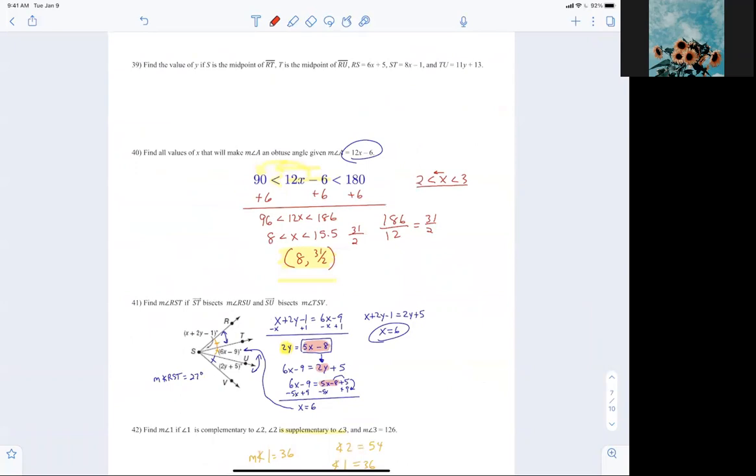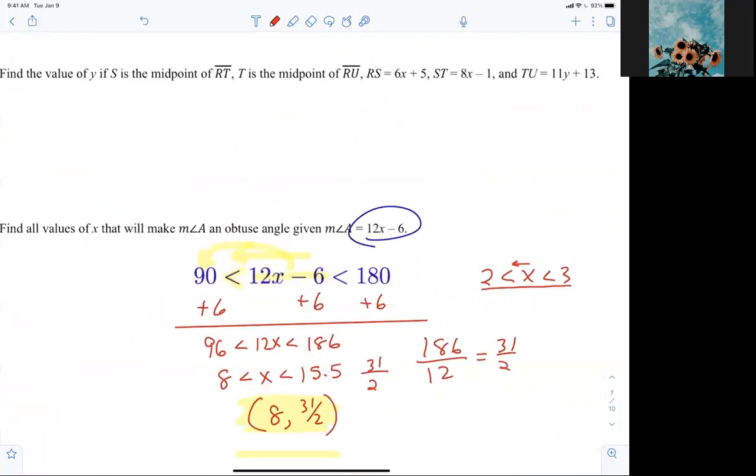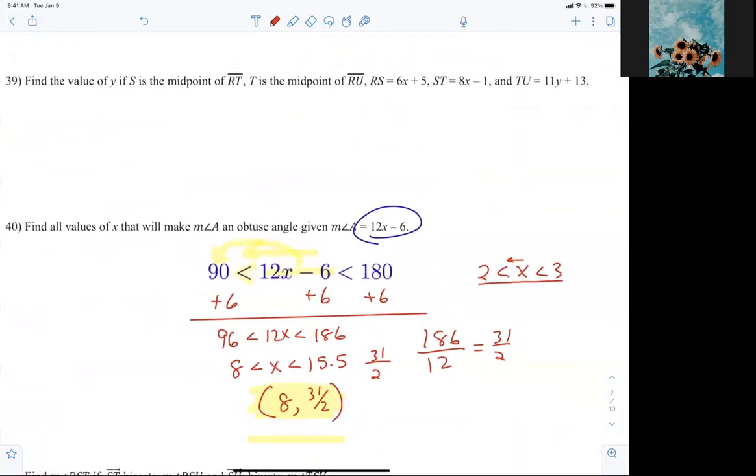Yep, we'll just keep right on going. Find the value of y if S is between R and T. Every single time I do these problems, I write down R, T, and S in the middle. Since S is in the middle, I know RS is congruent to ST. So RS is 6x plus 5. Uh-oh, I didn't finish the problem.